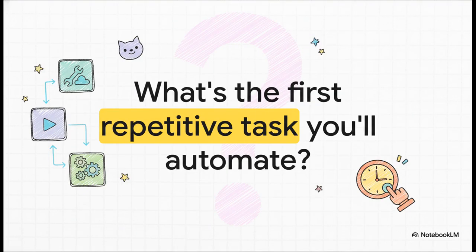So I'm going to leave you with a challenge. Think about your own projects right now. What is that one annoying, repetitive task you do all the time? What's the very first thing you're going to automate with GitHub Actions?